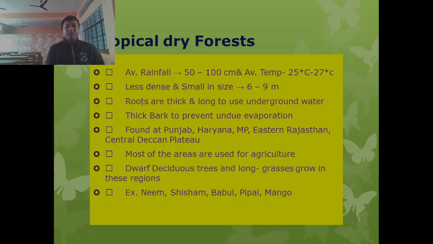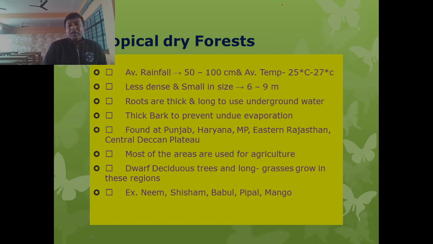Now let me define tropical dry forest. It is said that vegetation is the index of climate. As all of you know, the chain of these forests is due to rainfall. The heaviest rainfall part, we have the Western Ghats and the northeast part. In that part we have evergreen forest, and from 100 to 200 centimeters of rainfall, we have tropical deciduous forest, and 50 to 100 centimeters, we have tropical dry forest.